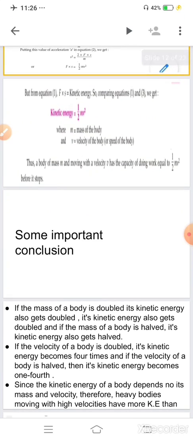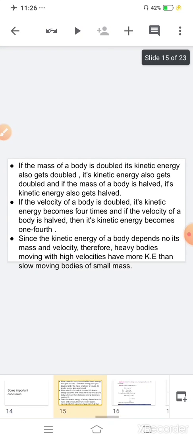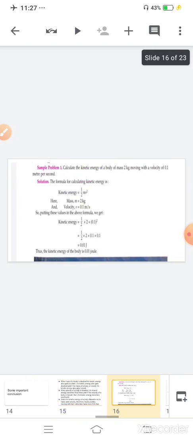Now some important conclusions. If the mass of a body is doubled, its kinetic energy also gets doubled, and if the mass of a body is halved, its kinetic energy also gets halved. Now, if velocity is doubled, kinetic energy becomes 4 times, and if the velocity of a body is halved, its kinetic energy becomes 1/4. Since the kinetic energy of a body depends on the mass and velocity. Is this clear? Now we will do some numericals.